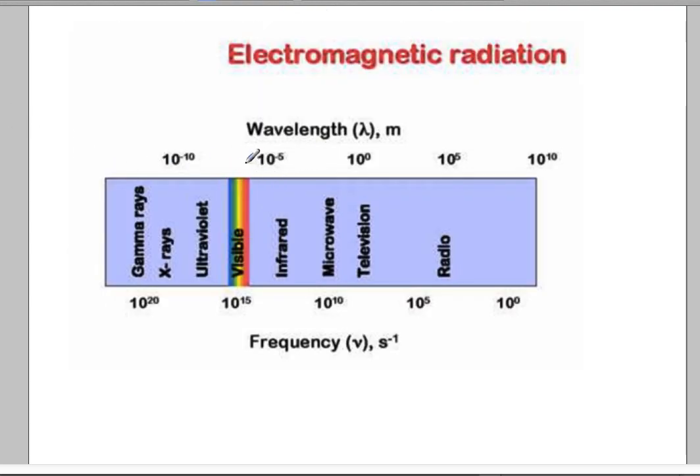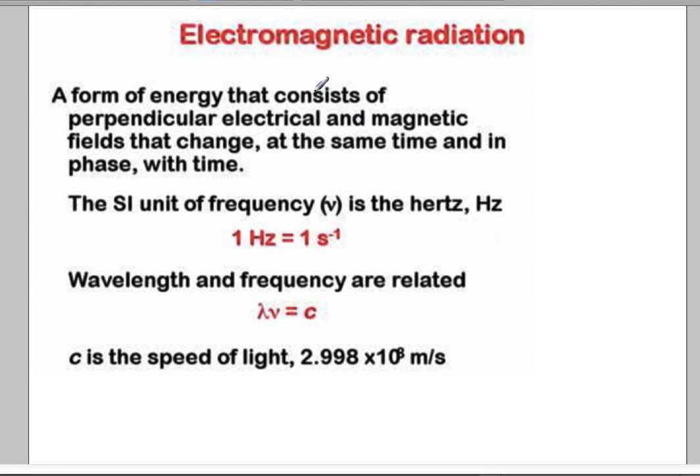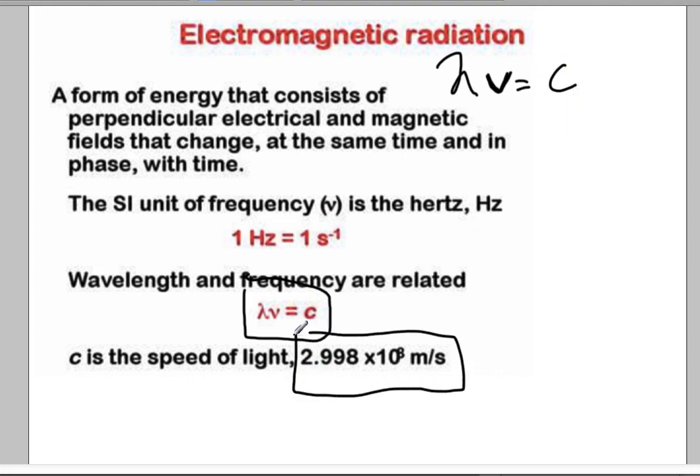Now, here we have the band of visible light that represents ROY G. BIV. We already kind of talked about that. One of the first key equations you're supposed to know in chemistry is what I call the light equation. That is, lambda, which represents wavelength, times frequency, which is this little v symbol, equals c, which is the speed of light. The speed of light is 2.998 times 10 to the 8th. We're just going to round it off to 3.0 times 10 to the 8th meters per second.